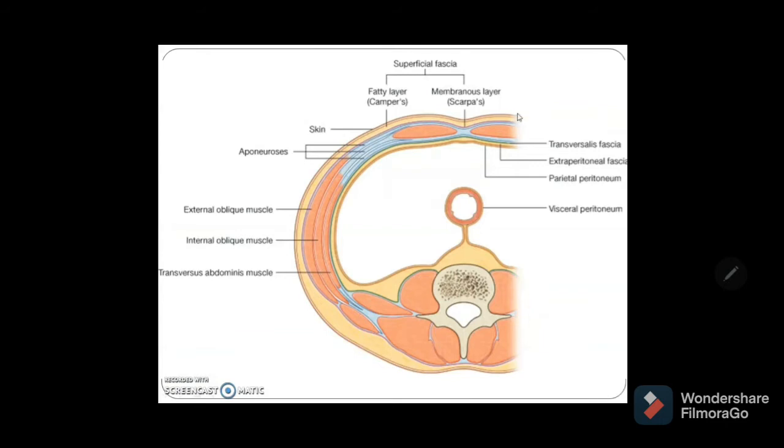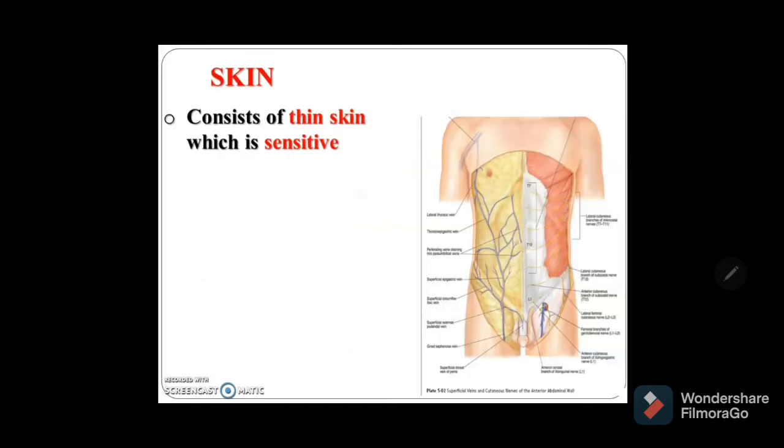You can notice here, right from the outside, skin, superficial fascia, and you can see 3 oblique muscles here, then fascia transversalis, and you can also see the parietal peritoneum. The parietal peritoneum is the serous membrane which is lining the body wall, whereas when it covers the organs or the tubes it is called visceral peritoneum. When it lines the walls it is called parietal peritoneum. Just like you have already discussed, the pleura has parietal and visceral layers. Same way the peritoneum has 2 layers.